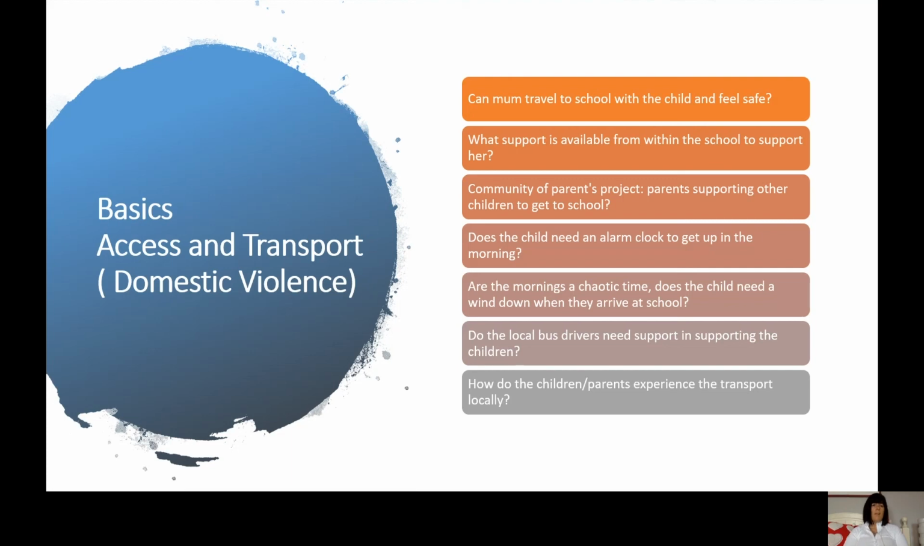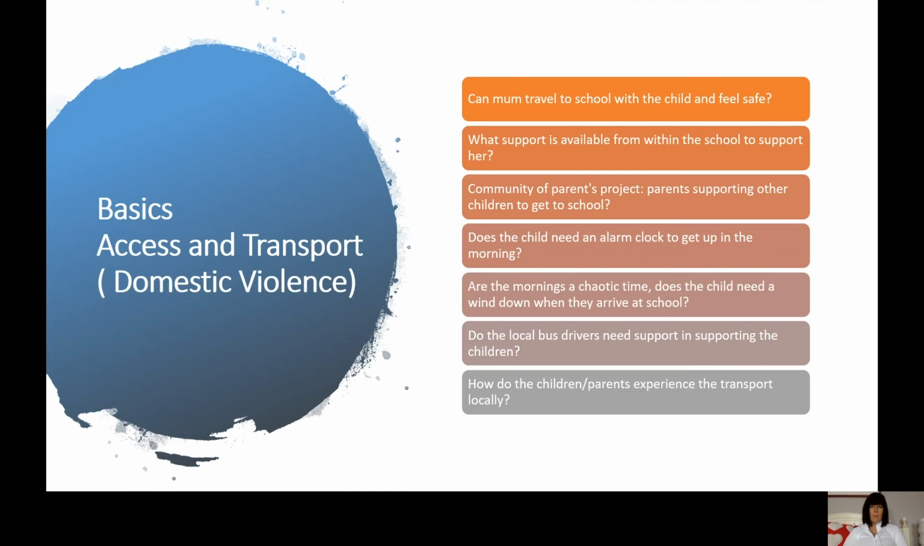So then if we take focusing on basics again, and then looking at access and transfer support, say, for example, you've got a child who's living in a domestic violence home. And again, we have a whole separate recorded online training session for domestic violence as well, so you can access that for more information. This is just to give you a sample of some things that might need to be considered.